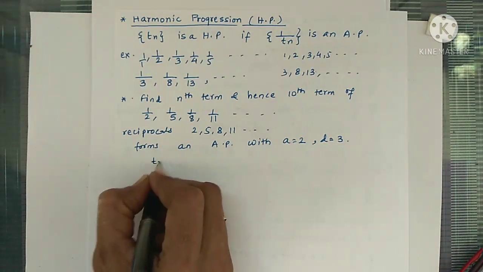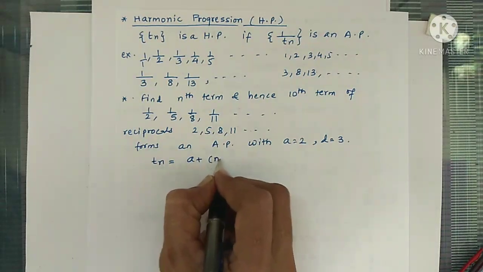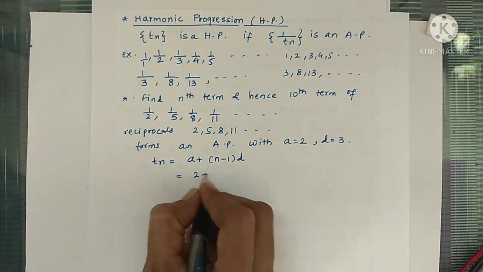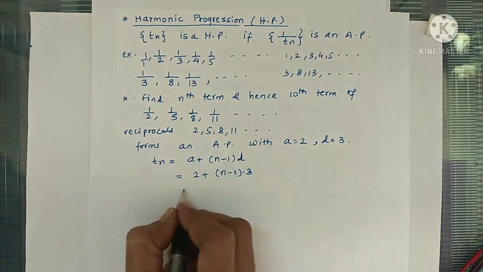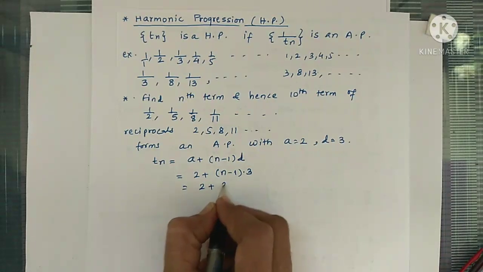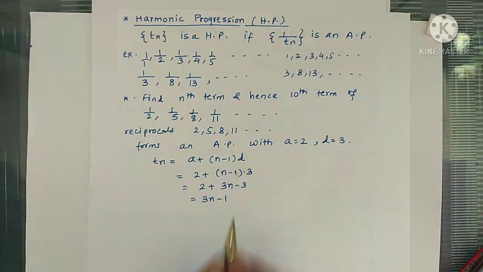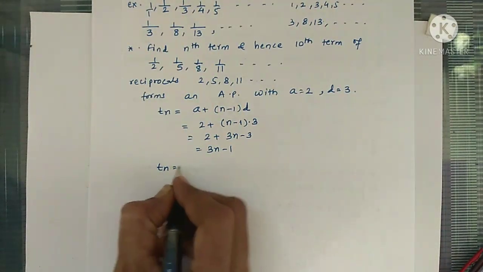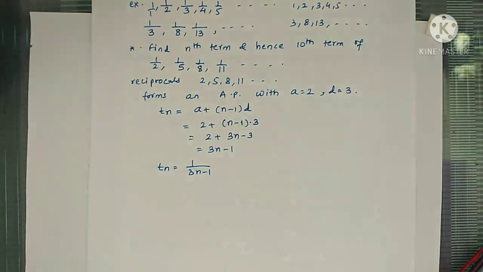So nth term of an AP is given by A plus n minus 1 into D. A is 2, D is 3. So this is 2 plus 3n minus 3, that is 3n minus 1. That means the nth term is 1 upon 3n minus 1.